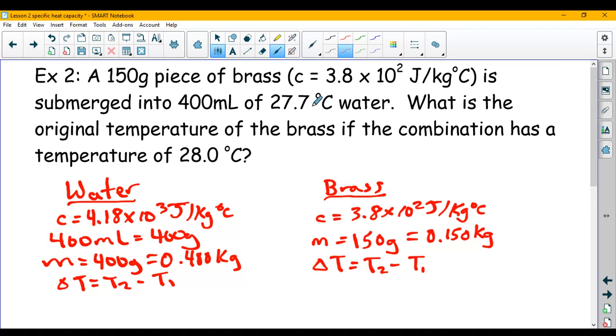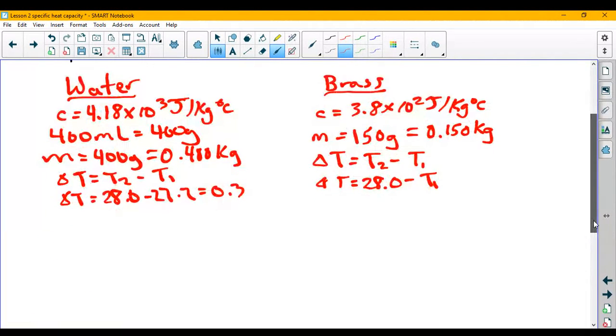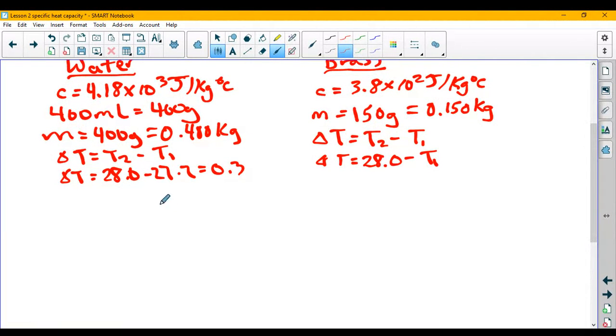It tells me the water starts at 27.7 and ends at 28. So that's pretty straightforward. It ends at 28 and it starts at 27.7, which means there's a very small temperature change of 0.3 degrees. When I look at my brass, I only know one of these numbers. I know it ends up at 28 because the combination ends up at 28 degrees. I don't know the original temperature, but that is what I'm trying to find.